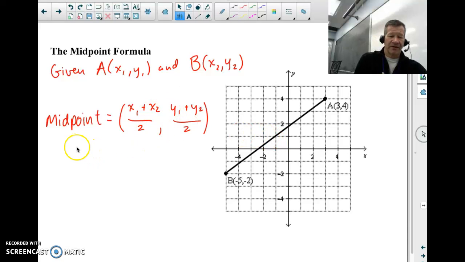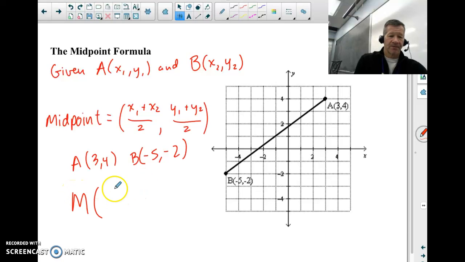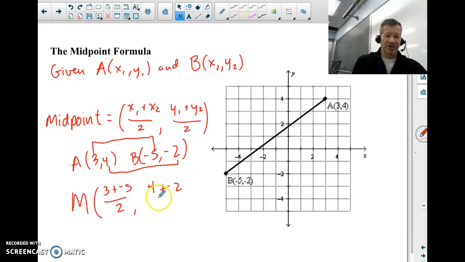So I'm going to start out with, since A has coordinates 3, 4, and B has coordinates -5, -2, to find the midpoint, I'll call it M, I'm going to add the x values, which are 3 and -5, and divide those by 2, and then take the sum of the y values, which is 4 and -2. So again, these are my x values, 3 and -5. These are my y values, 4 and -2. Make sure you're adding them, you're finding an average, and then divide by 2.